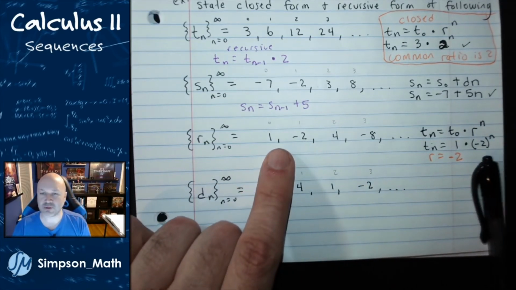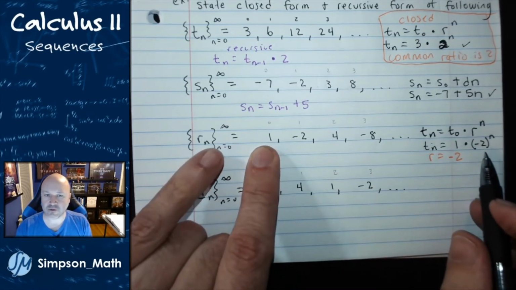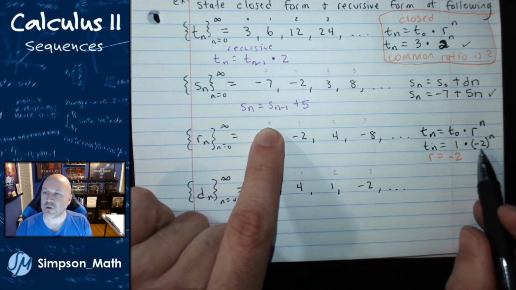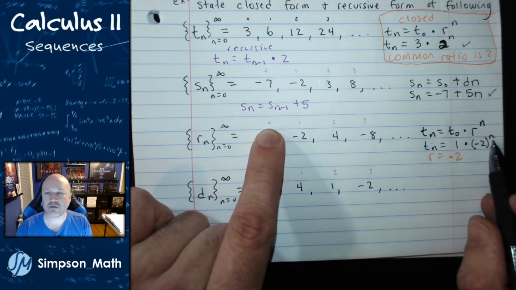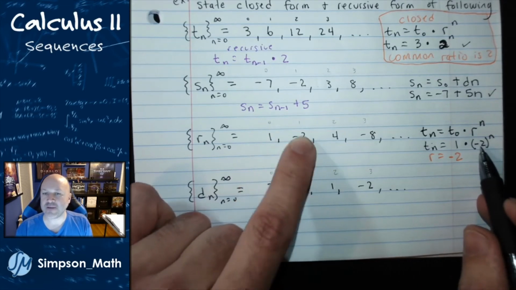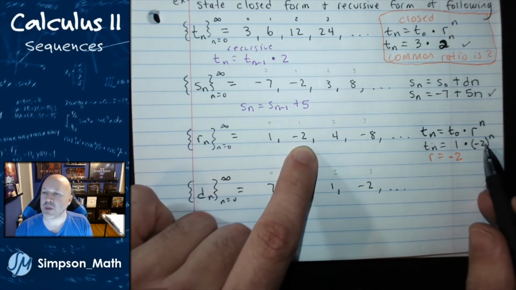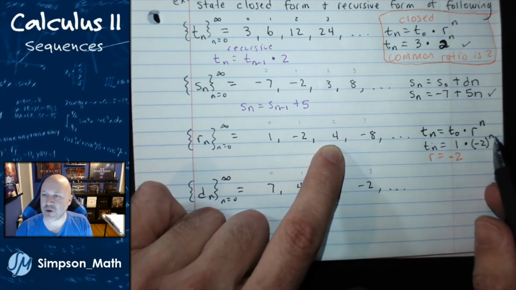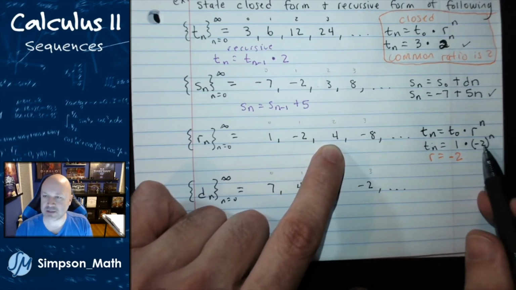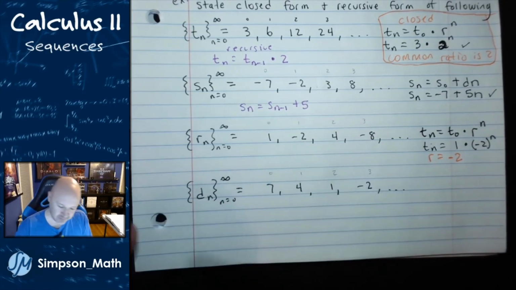Okay, let's triple check this one. If I plug in n for 0, -2 to the 0 power should be 1. 1 times 1 is 1. -2 to the first power is -2. Yep. -2 to the second power makes it a +4. -2 to the third power is a -8. I'm very happy with this.